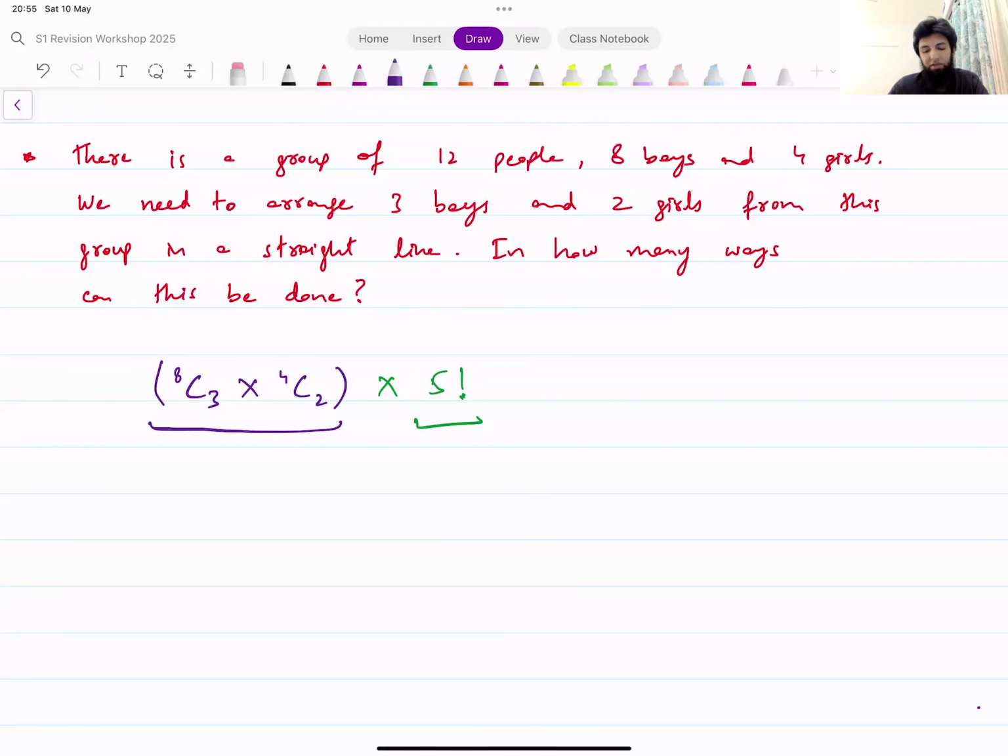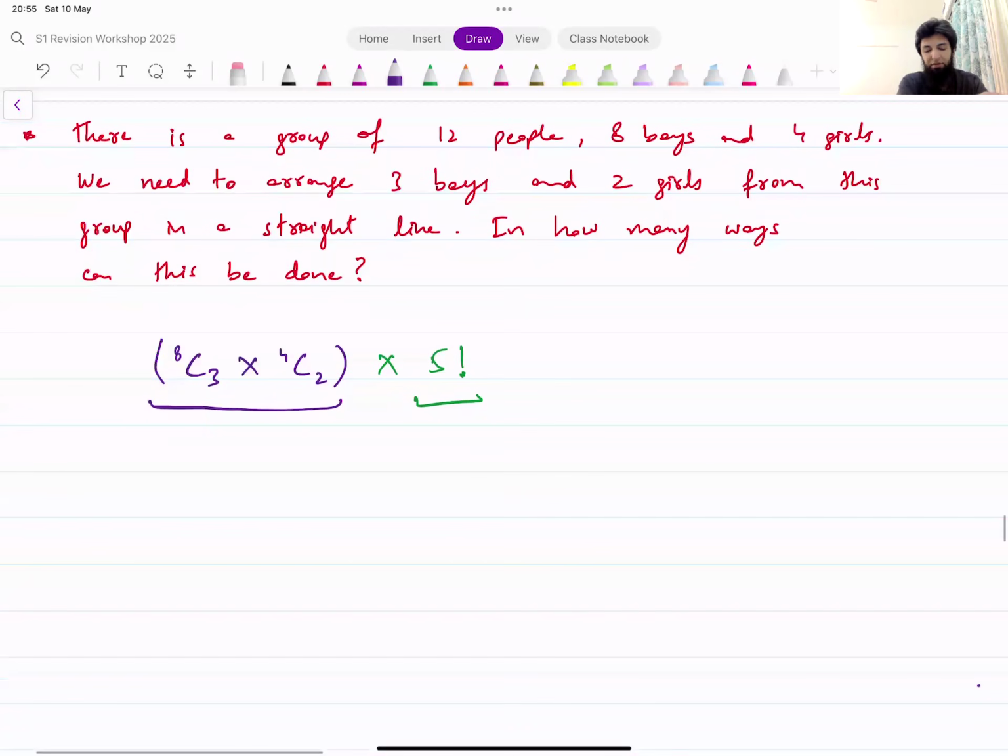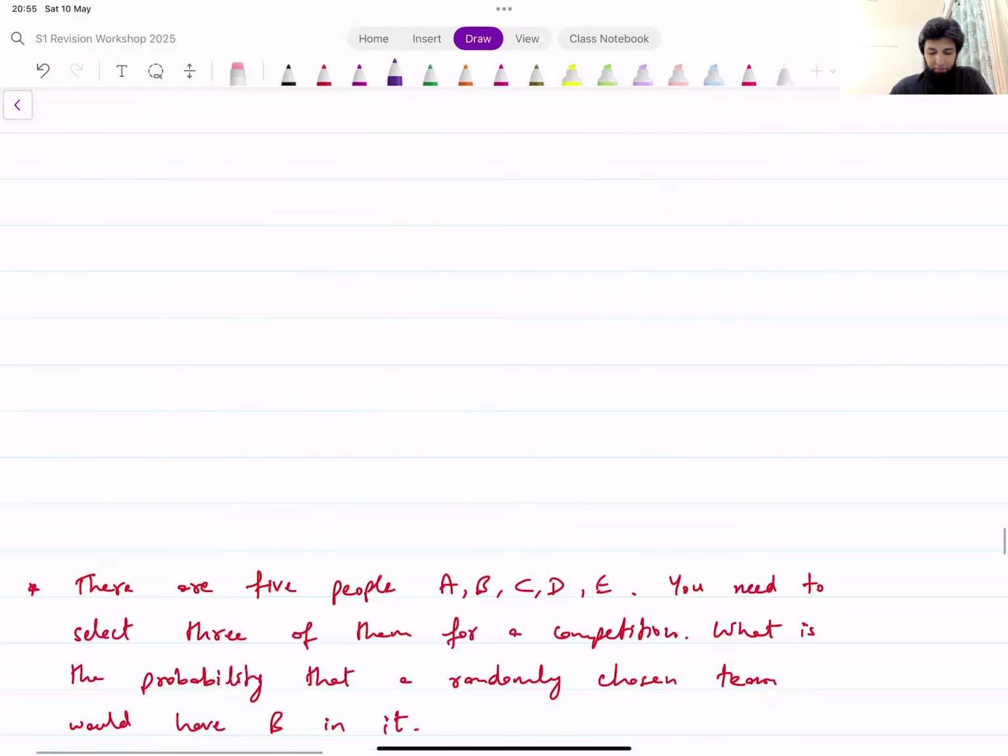Yes. So when there's an or between cases, we add them. When there's an and, we multiply them. Make sense? Okay. Let's move on.